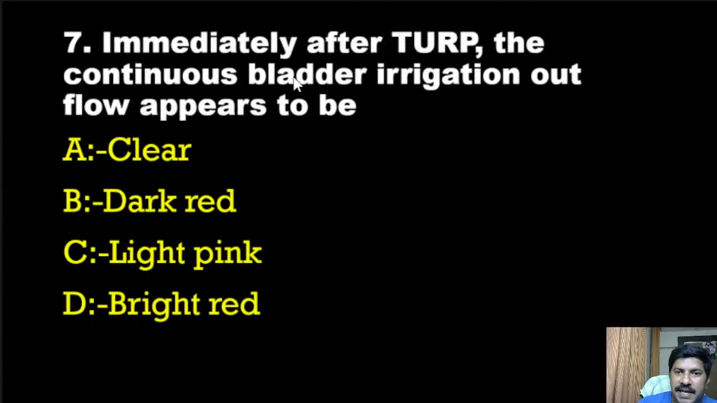Seventh question. Immediately after TURP, transurethral resection of the prostate gland, the continuous bladder irrigation outflow appears to be: clear, dark red, light pink, bright red. Immediately after TURP.